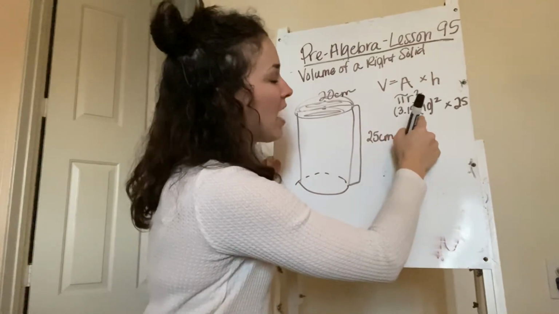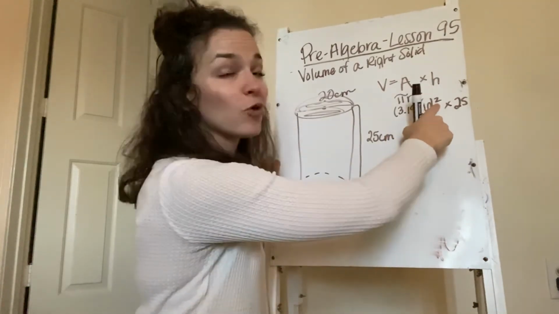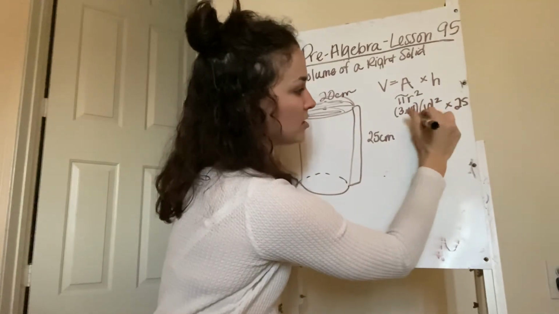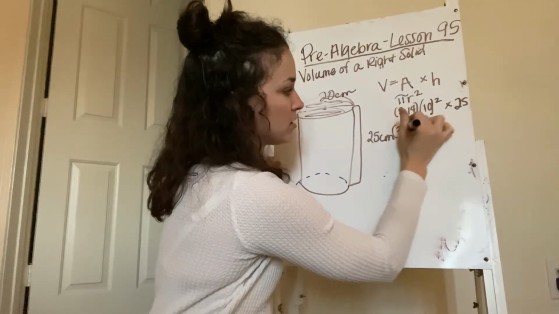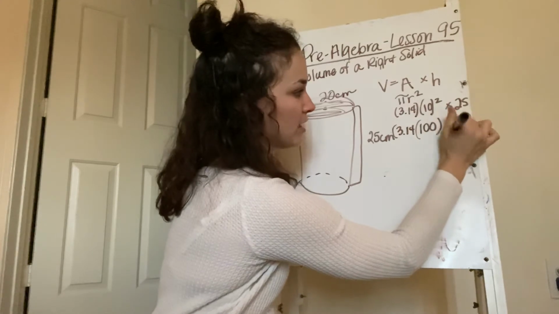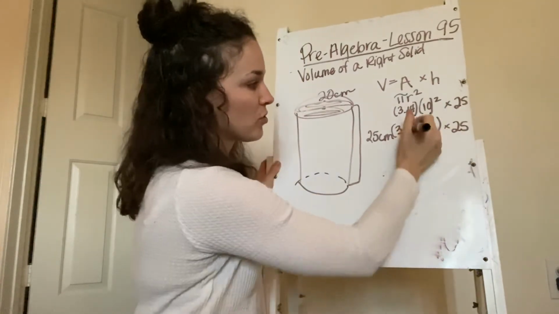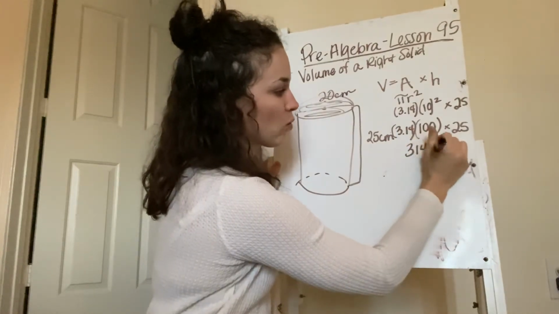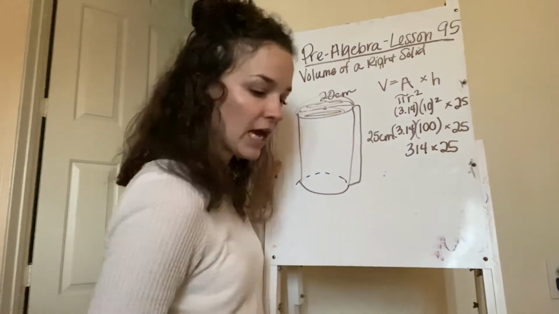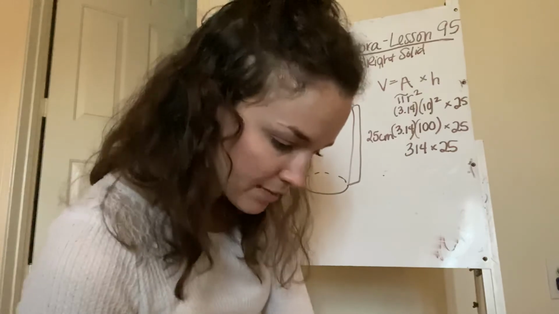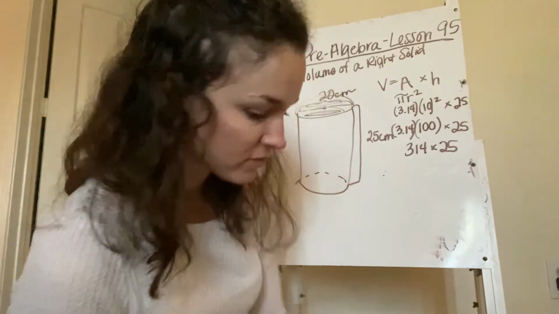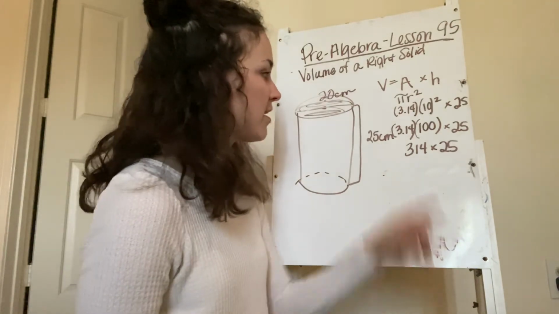All right, so now let's simplify. We always think order of operations here. We start with our exponent. 10 squared is 100. So then we still have times 3.14 and times 25. So 3.14 times 100 is going to be 314. 314 times 25. Oh, they left it in terms of pi. I probably should have done that. They left this in terms of pi.